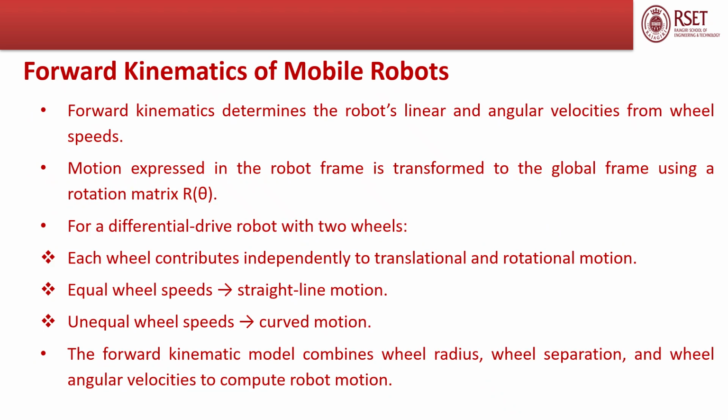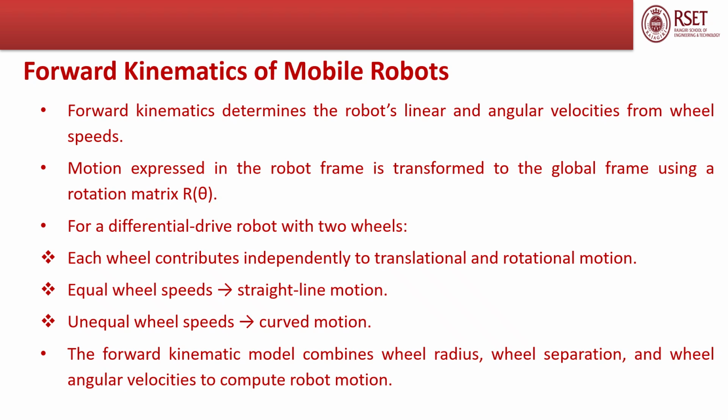Now we'll see the forward kinematics of mobile robots. Forward kinematics determines how the robot moves when the wheel speeds are given. In other words, it computes the linear and angular velocity of the robot based on wheel rotation. Motion initially described in the robot's local reference frame is transferred into the global reference frame using a rotation matrix that depends on the robot's orientation angle theta.